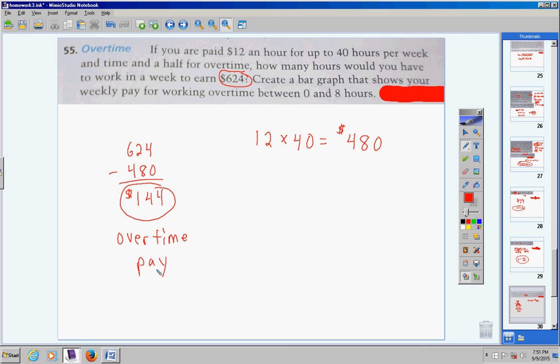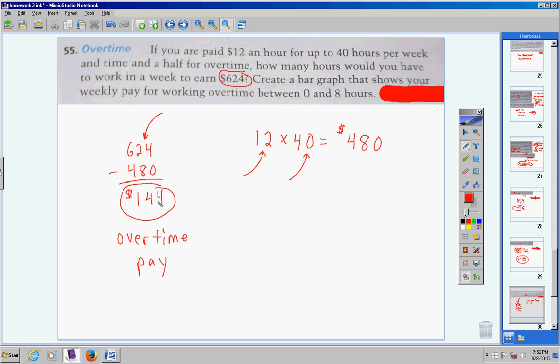Let's stop and review again. I know for sure I'm going to work 40 hours. I know I get paid 12 bucks an hour, so 12 times 40 is 480. Now, I know they're not taking into consideration taxes. I get that, but that's just how it is, so it makes the problem a little easier. So 480 bucks is how much I make, but I want to make 624. So subtract this out. I've still got to make this much money.